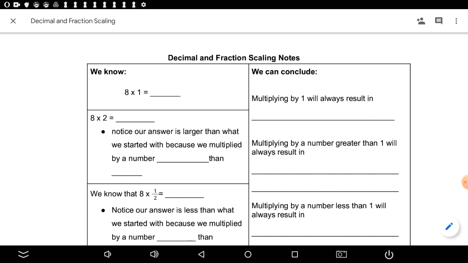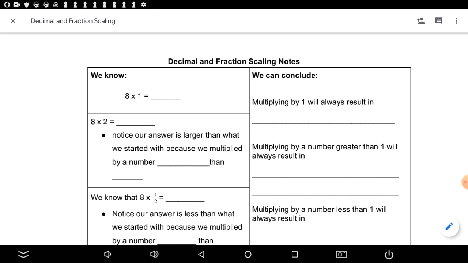Everybody in here knows what 8 times 2 is. What's 8 times 2? 16.